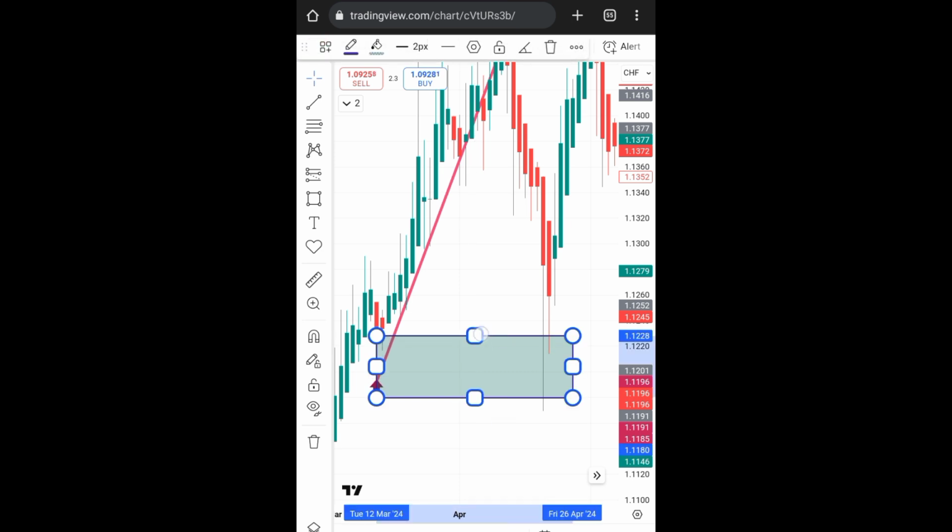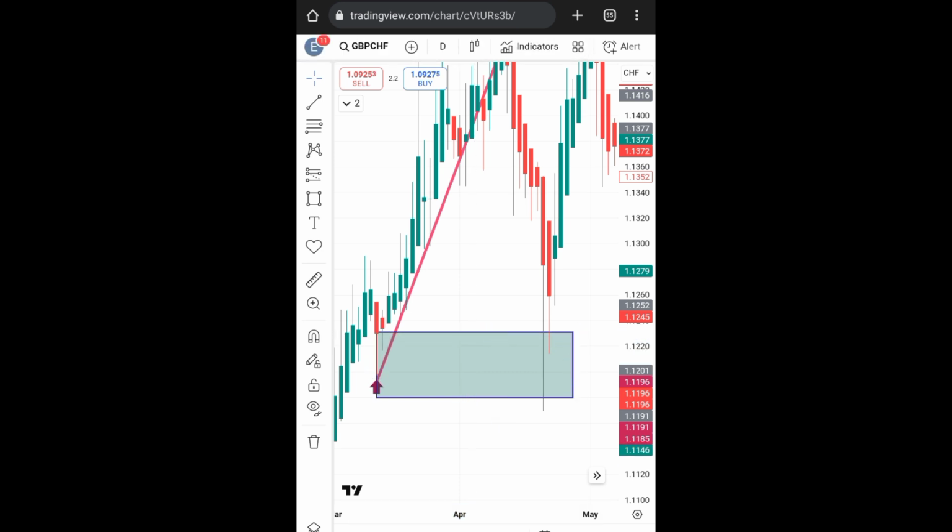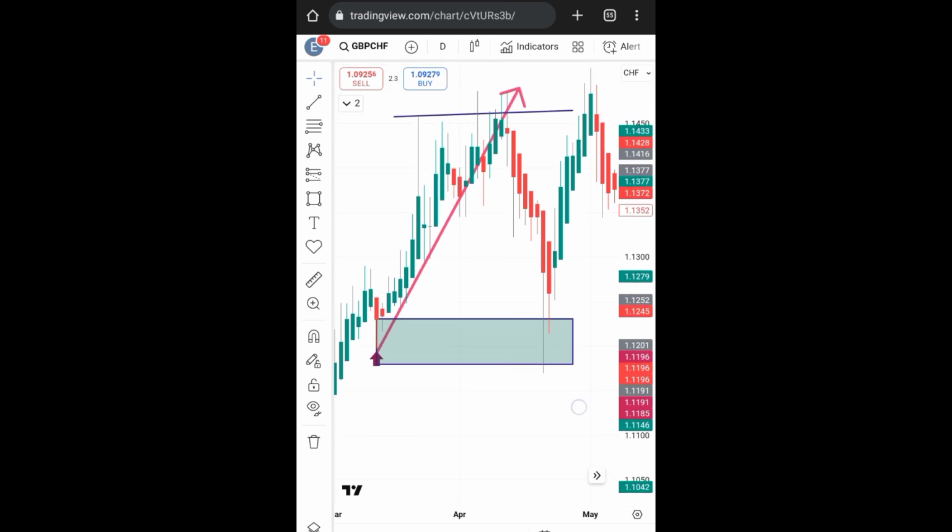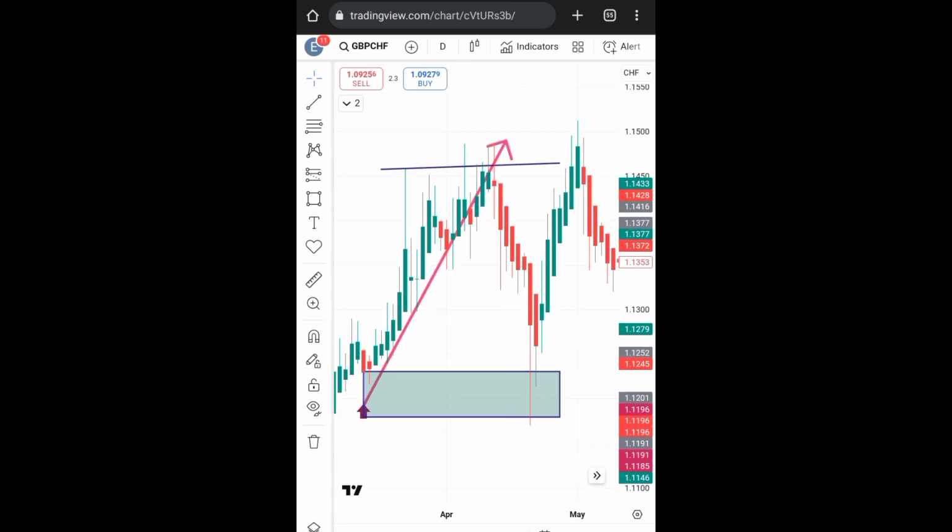Now, after we have marked the wick of this candle, it is for us to turn to our H1. This is very simple to follow. It is for us now to go to our H1. So let's go there together.